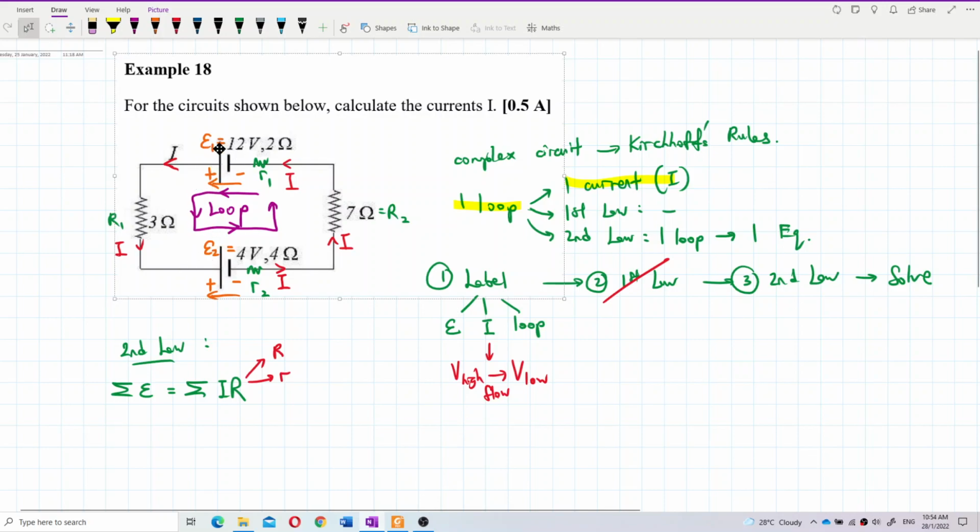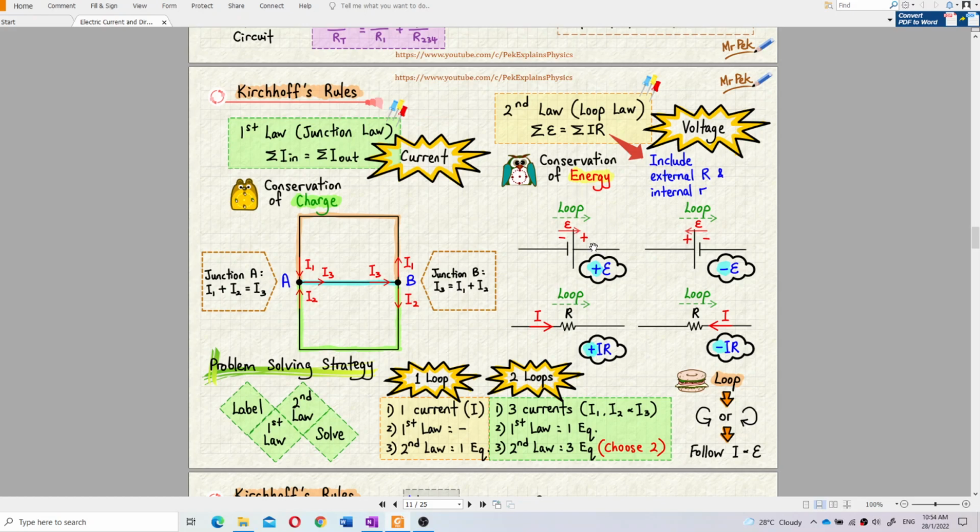So for E1, is it positive or negative? Remember, as I told you before, if you go back to my lecture video, I explained about this already. Okay, so when is it positive E? When is it negative E? Positive EMF is when the EMF is in the same direction as the loop. But when the EMF is in the opposite direction to the loop, it becomes negative E.